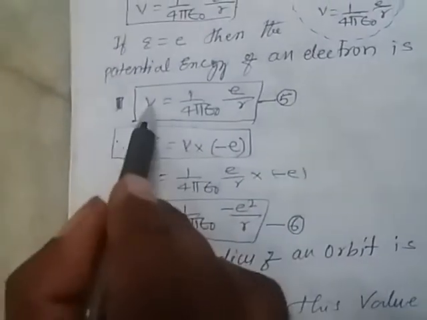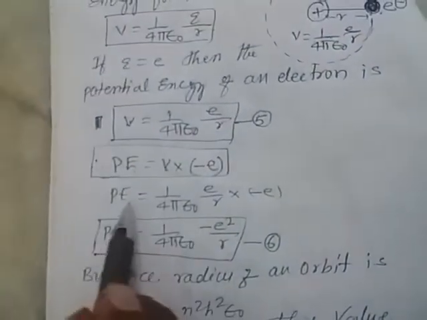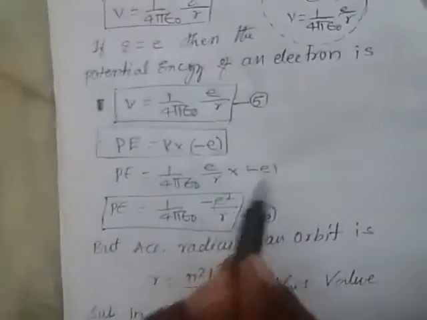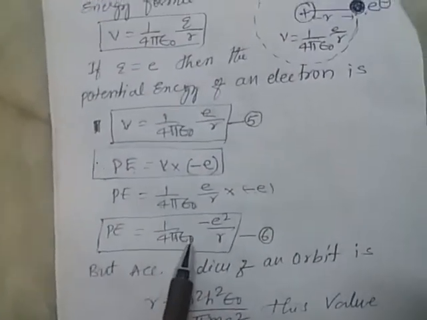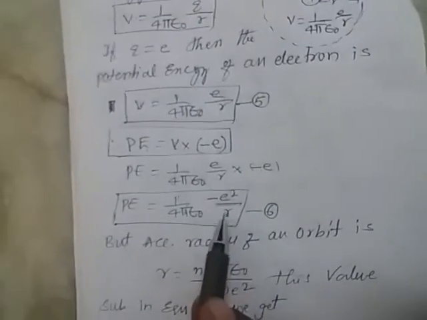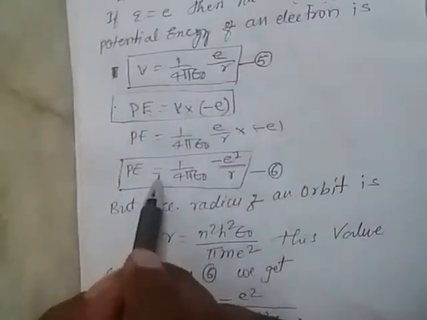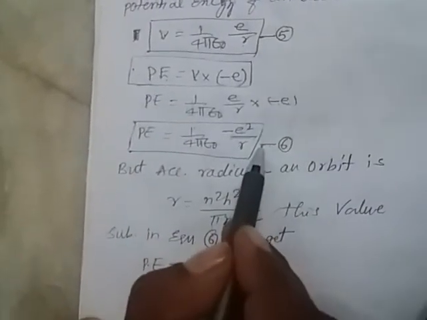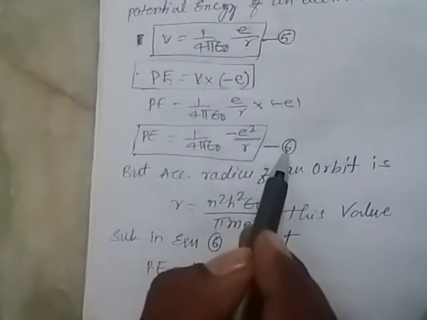In this we substitute: potential energy equal to 1 by 4 pi epsilon naught E by r into minus E, that equals 1 by 4 pi epsilon naught into minus E square by r. This is the potential energy of an electron. This is treated as equation 6.